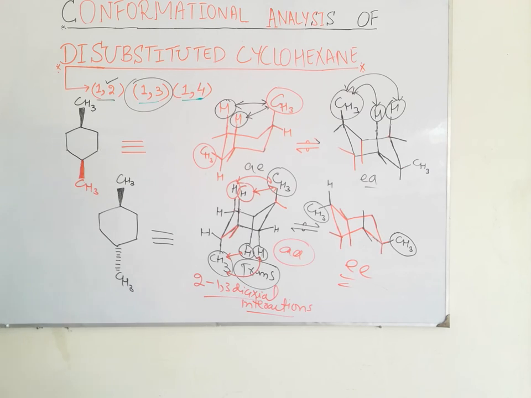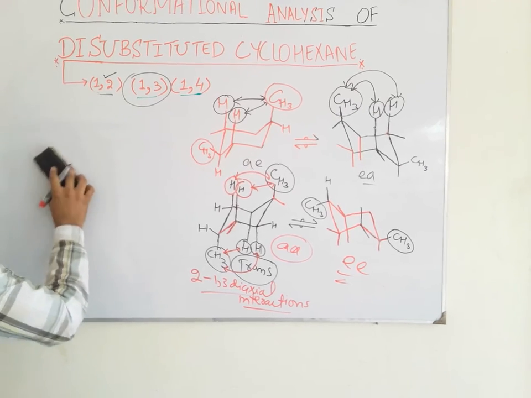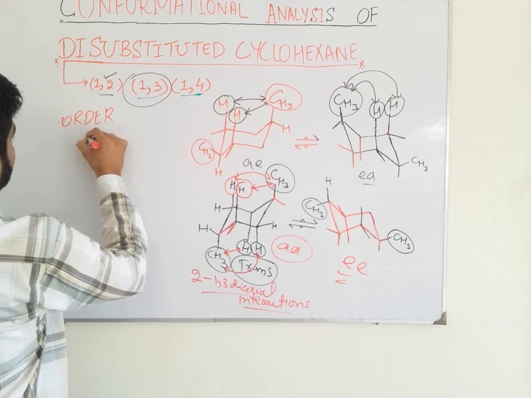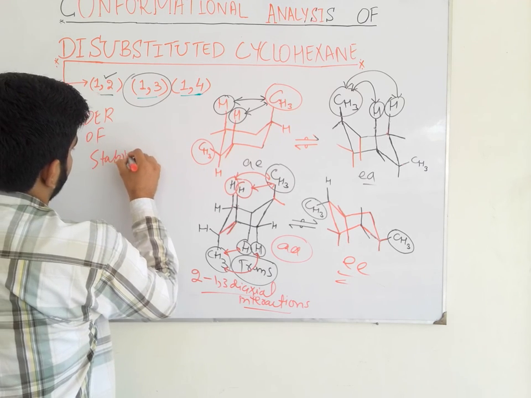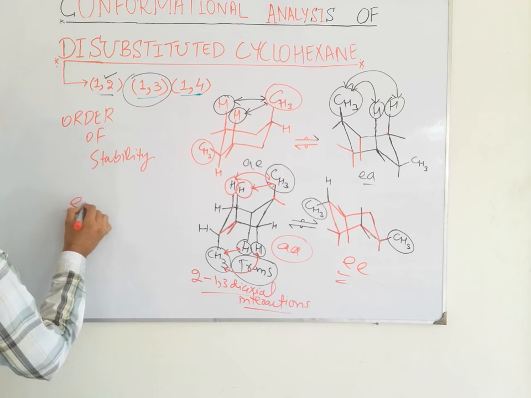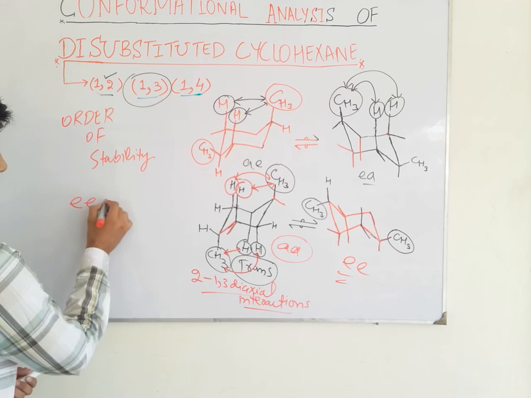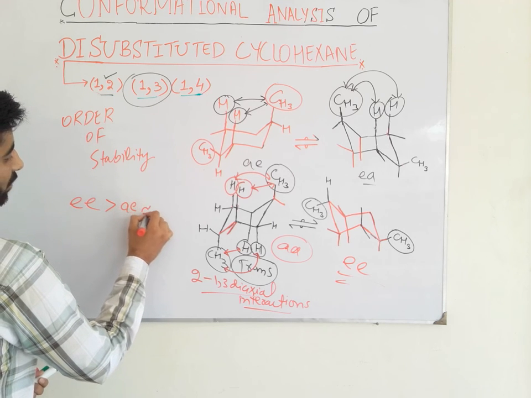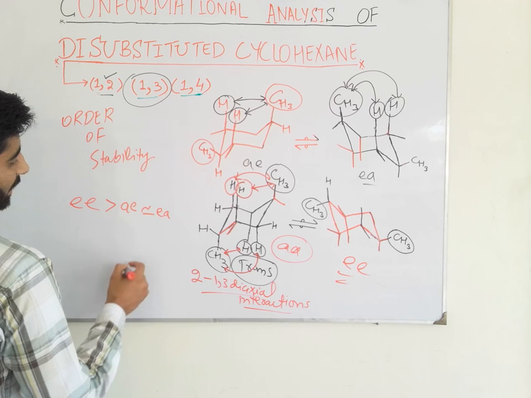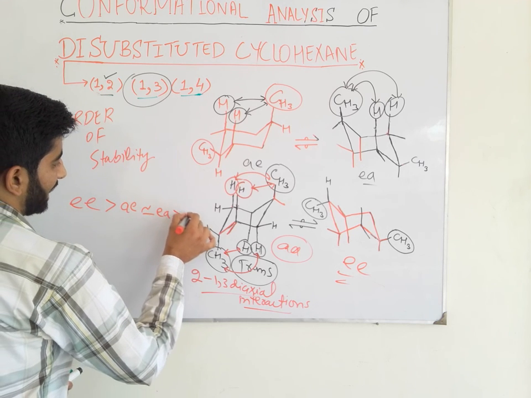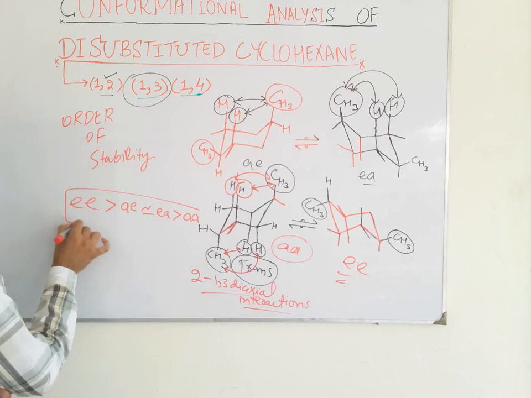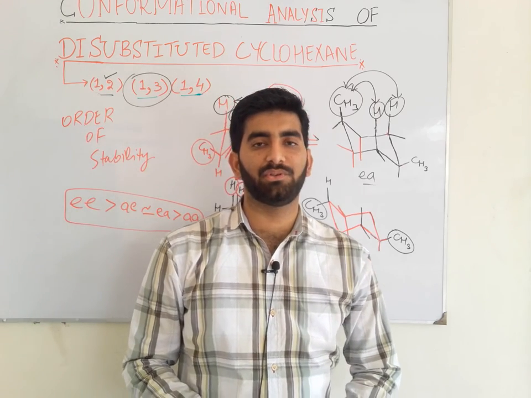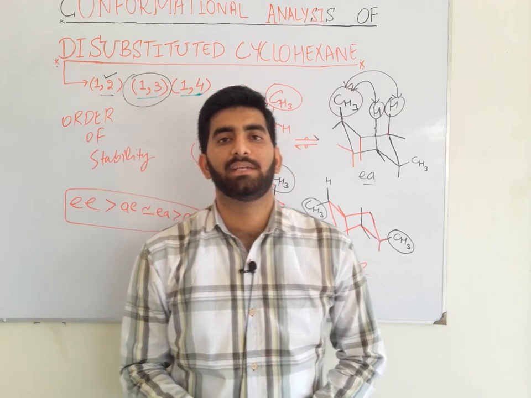So now we conclude the order of stability: equatorial stability is greater than axial equatorial, which is approximately equal to equatorial axial, and the stability of these is greater than axial. So this is all about the conformational analysis of 1,2 disubstituted, 1,3 disubstituted and 1,4 disubstituted cyclohexane.